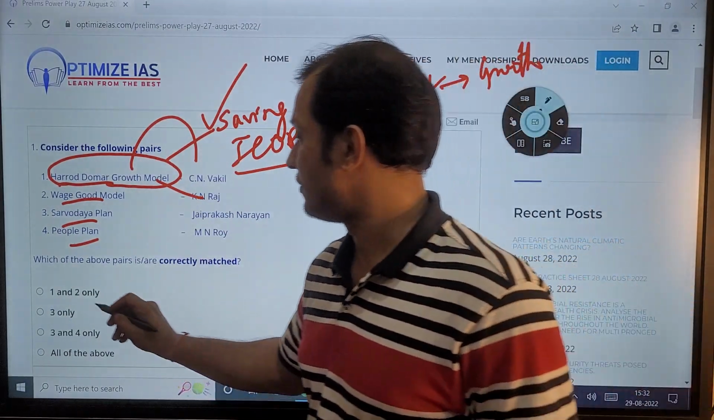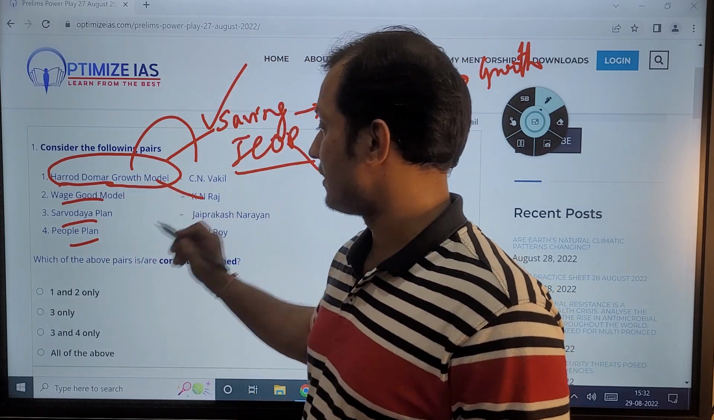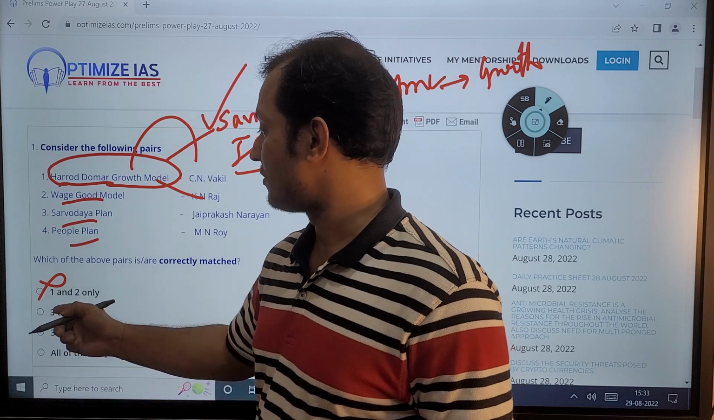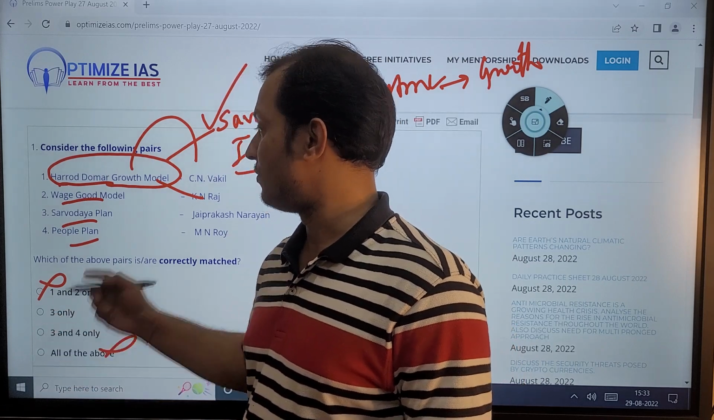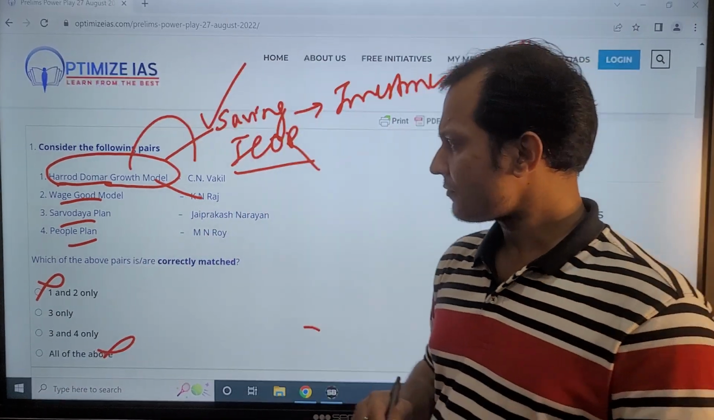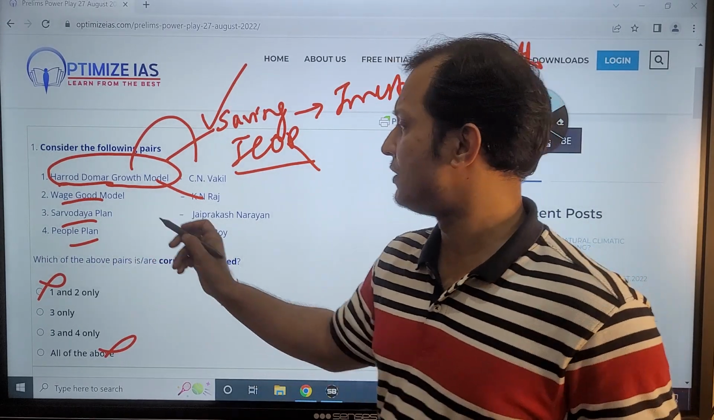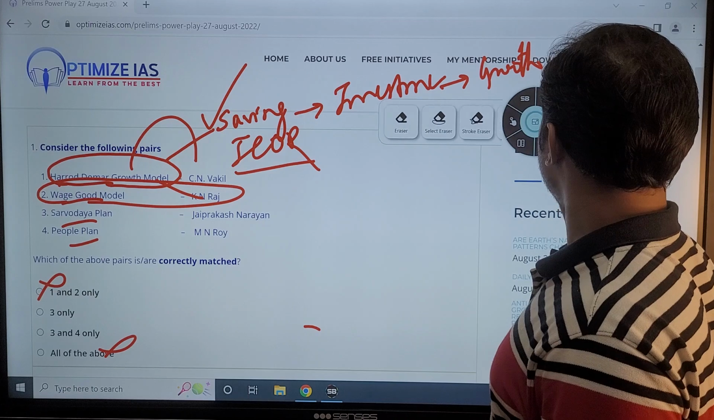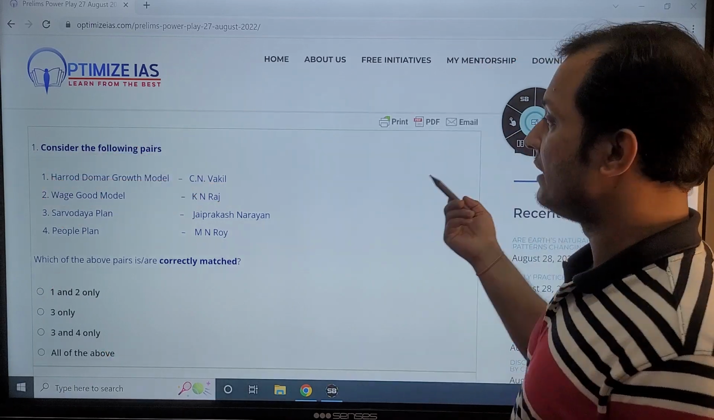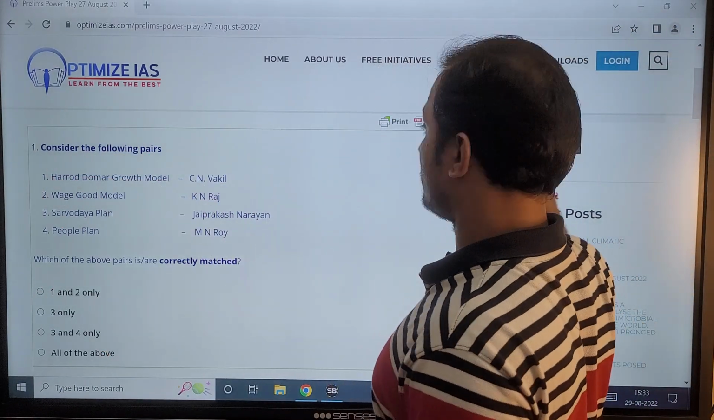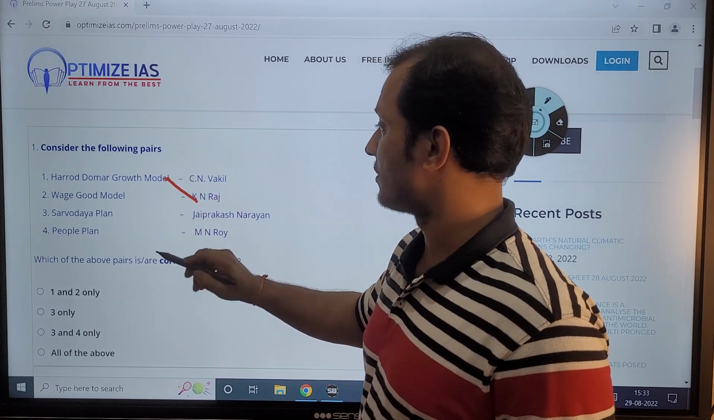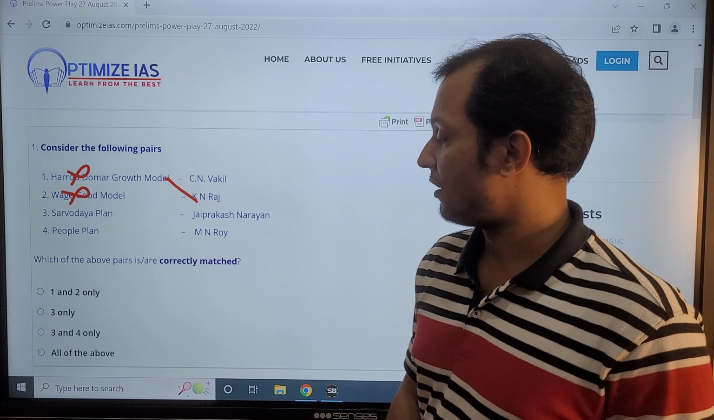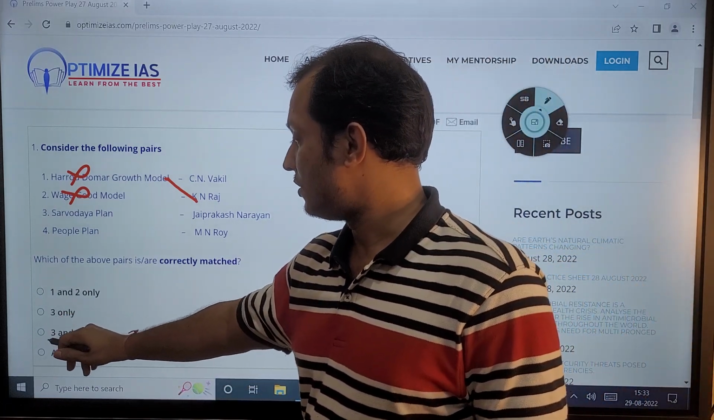So the first pair is incorrect, so obviously this will not be the answer. So the answer will be either 3 only or 3 and 4 only. But this clearly shows that we don't have to solve the second one anyway, because the first one is not correct, so obviously 2 will also be incorrect. So these two are incorrect. Now the answer is 3 only or 3 and 4 only.